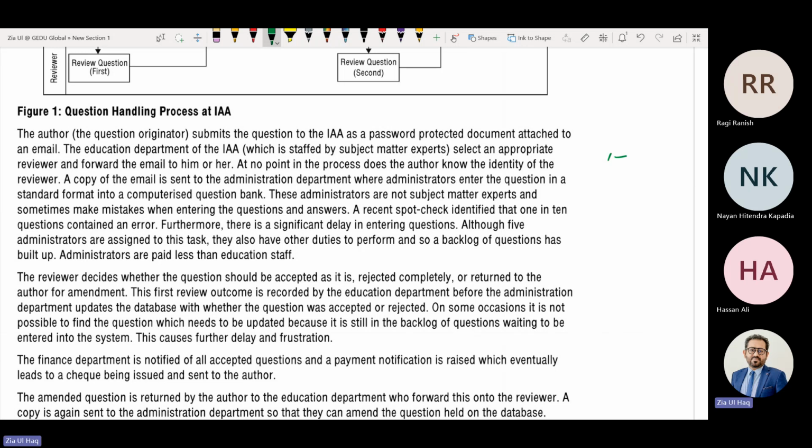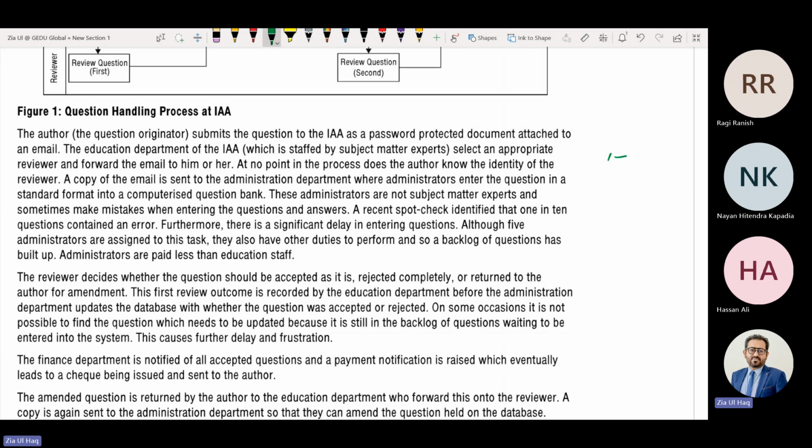What should be the recommendation? The question should be sent to the administration department for entering into the question bank only after the reviewer's accepted outcome. Only after the reviewer accepts it. If he says rejected, simply reject. You don't need to send it to the administrator. Keep it with you, throw it, or return it to the author. Keep your question, we don't need it. Is that the first issue I've identified?